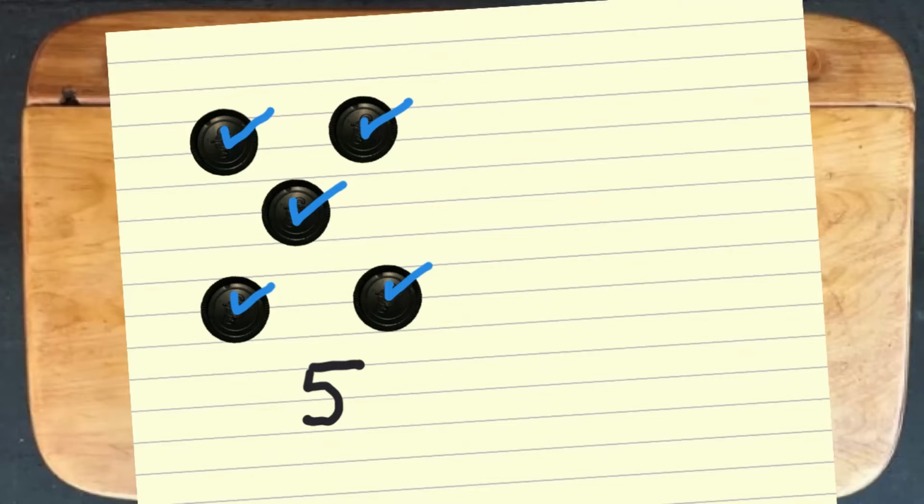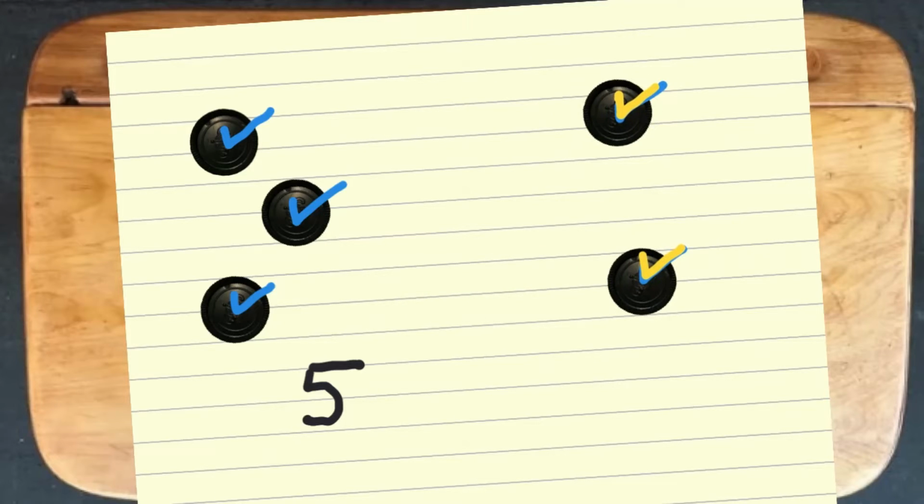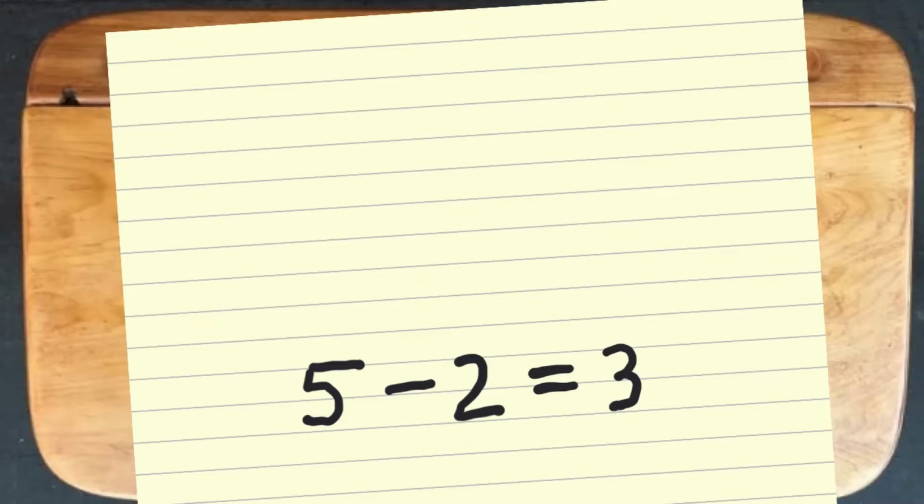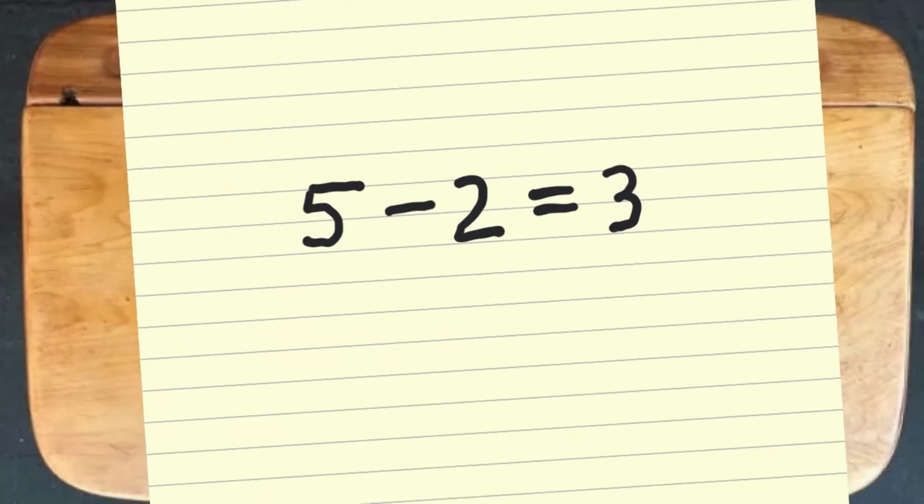So we start with 5, and we're going to subtract 2 of them, or take them away from the 5, and you're left with 1, 2, 3 checkers. So we have 5 take away 2 equals 3 checkers, or 5 minus 2 equals 3. Okay, we're going to focus on these numbers here and talk about different ways to describe subtraction.